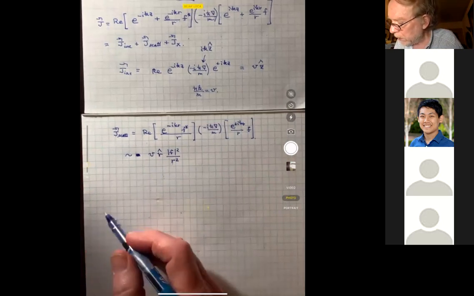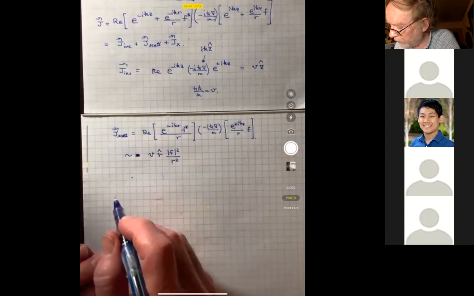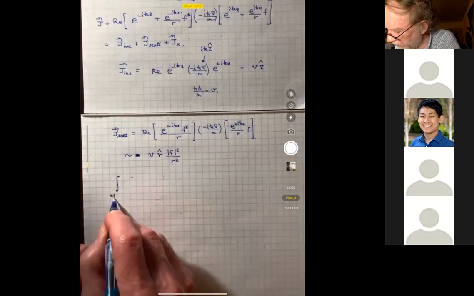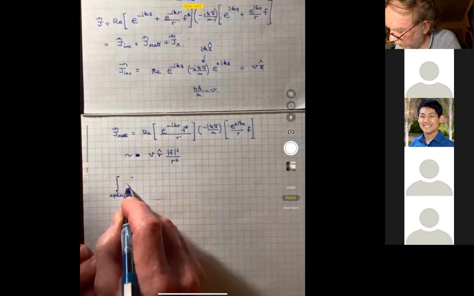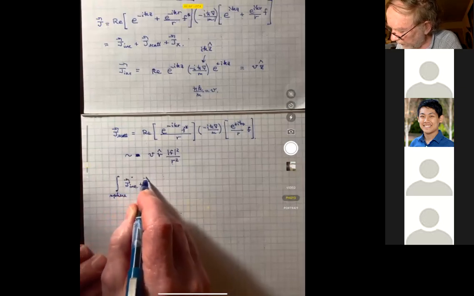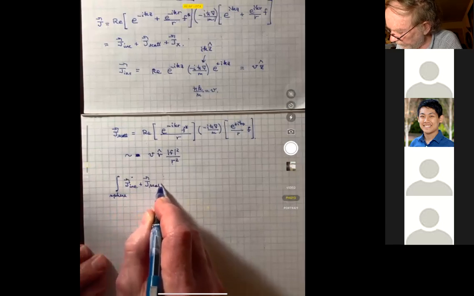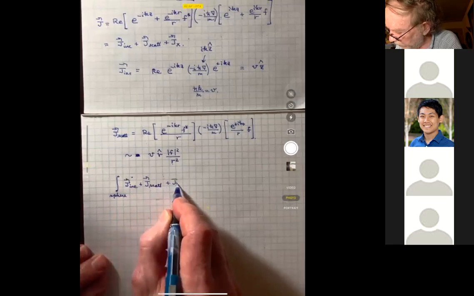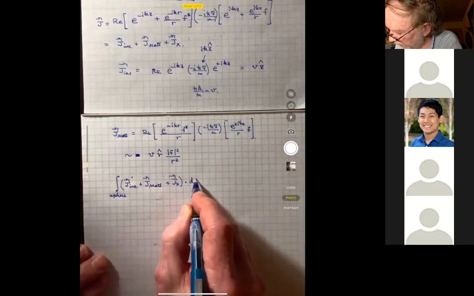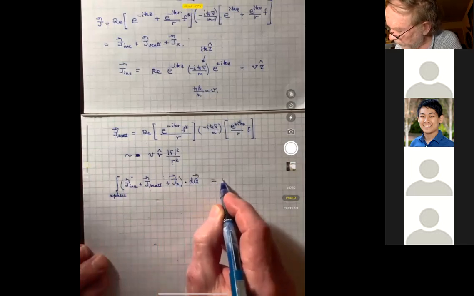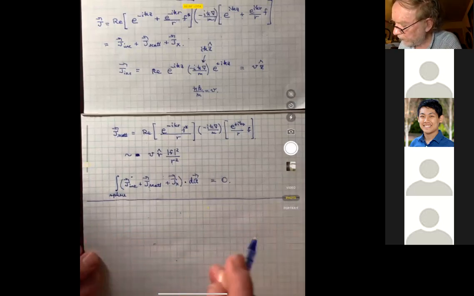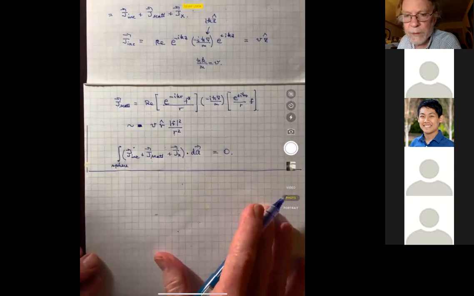Now, if we draw pictures, what we have is an integral over this large sphere of J incident plus J scattered plus J cross terms, dotted into the area element dA, must be equal to 0. All right, and that's rigorously true.